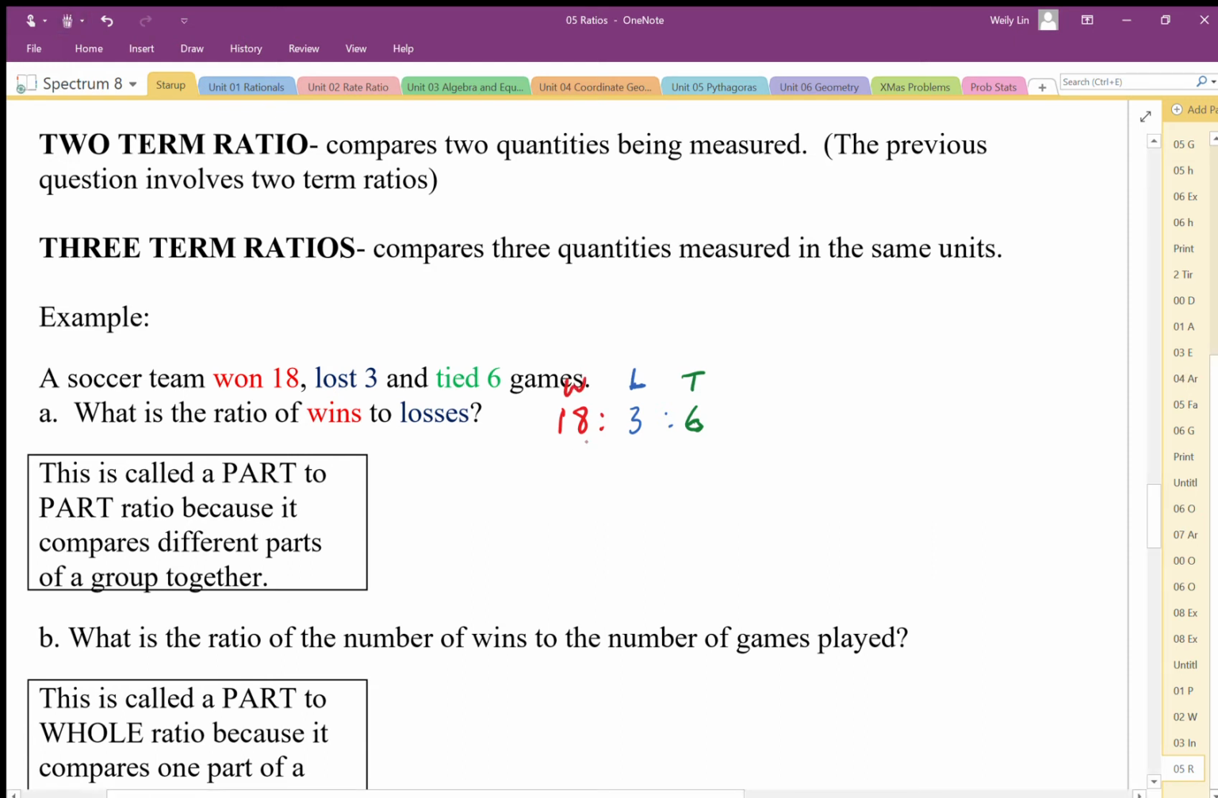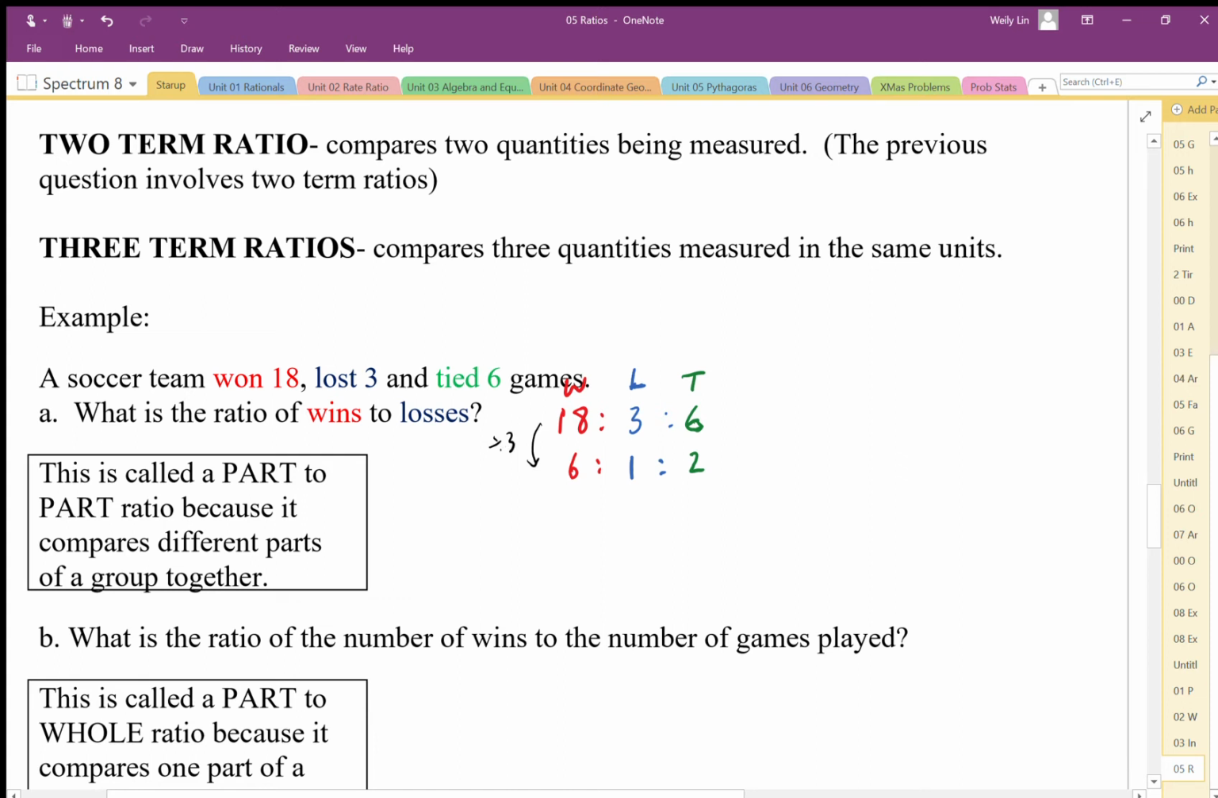And we can simplify this since it has a common factor of 3. We can divide by 3, and divide by 3 to get this reduced ratio. So 18 to 3 to 6 is the same as 6 to 1 to 2. And again, there's this times divide relationship that allows us to simplify these ratios. So in this case, we have a divide by 3.